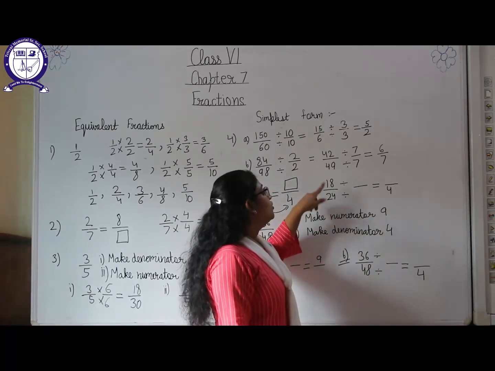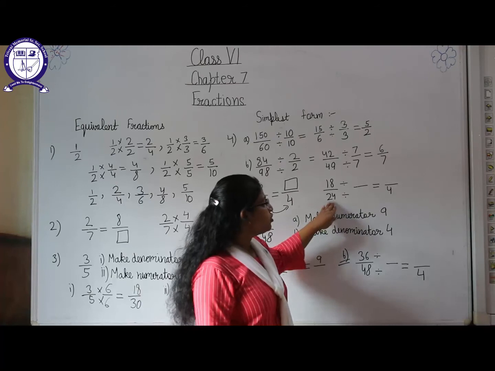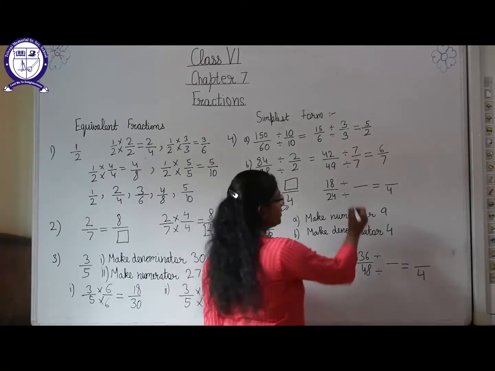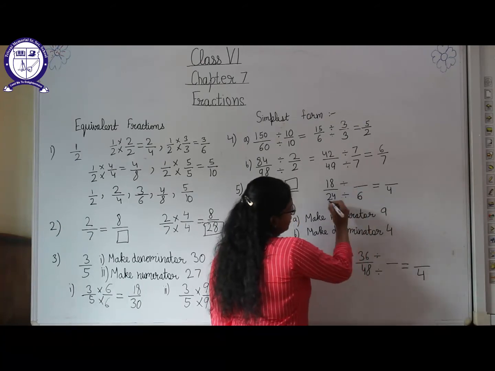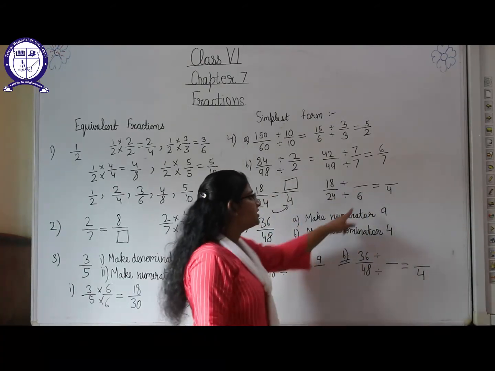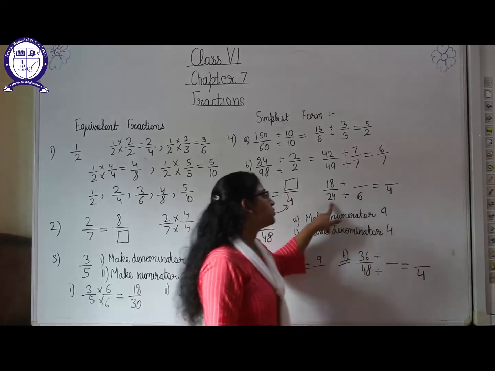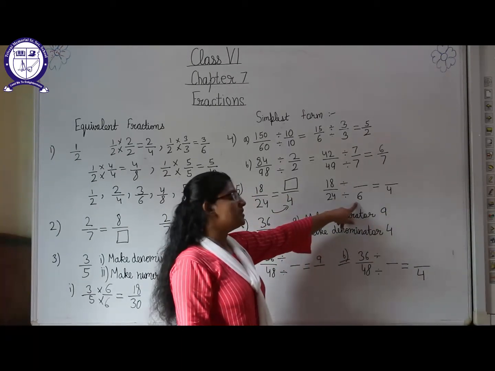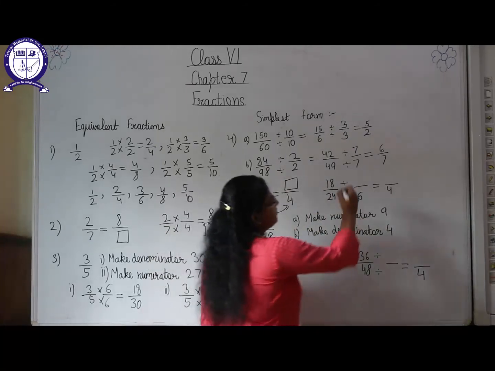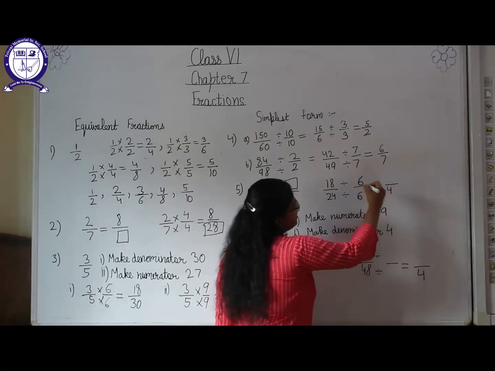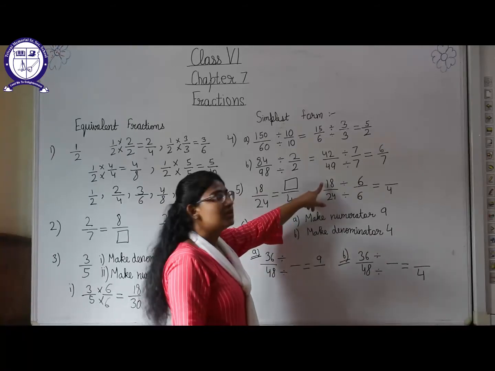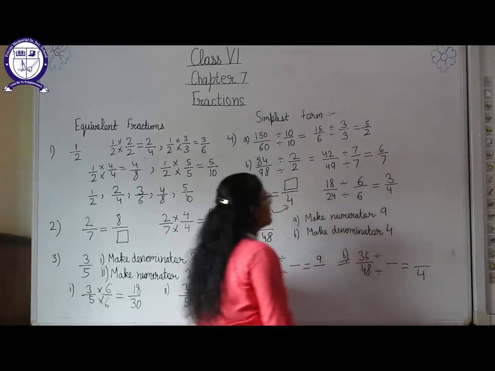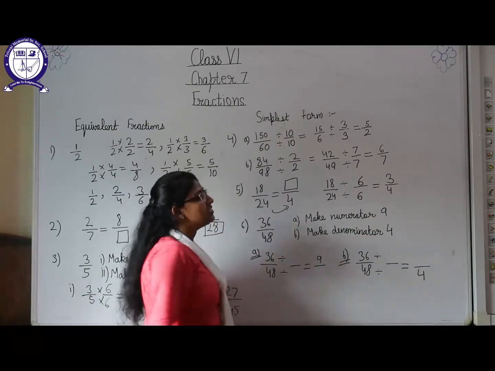With which number should 24 be divided so that we can get 4? 6 can be the answer, because when 24 is divided by 6 it will give us 4, or we can say 6 4s is 24. And if we are dividing the denominator by 6, it means we will divide 18 also by the same number, 6. So 18 divided by 6 will give us 3. So the answer for this box is 3.